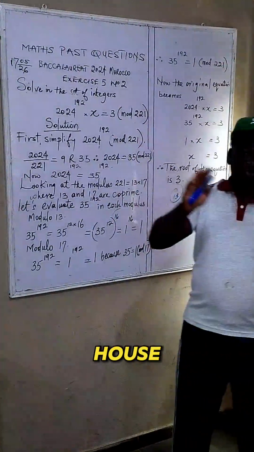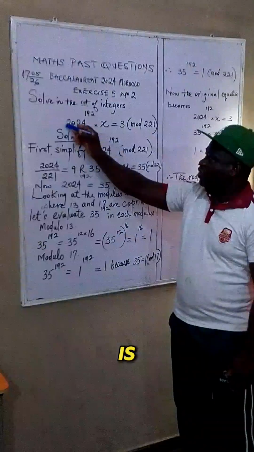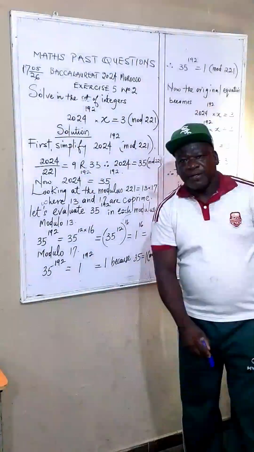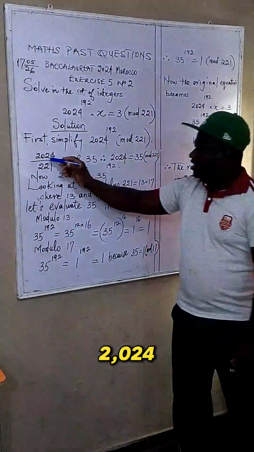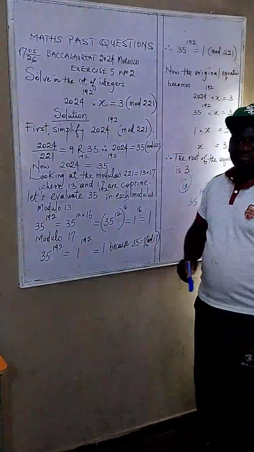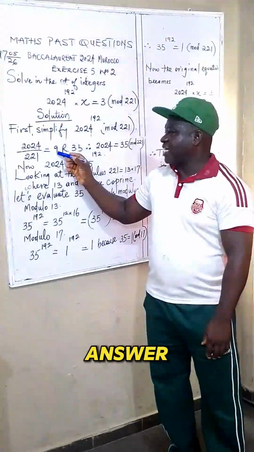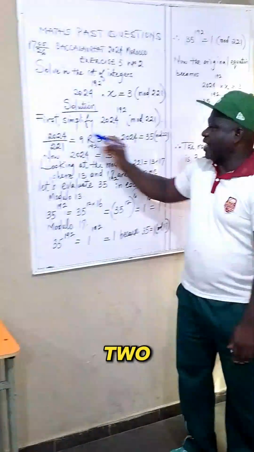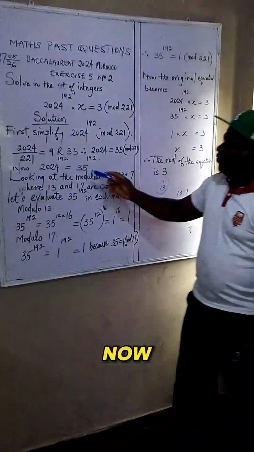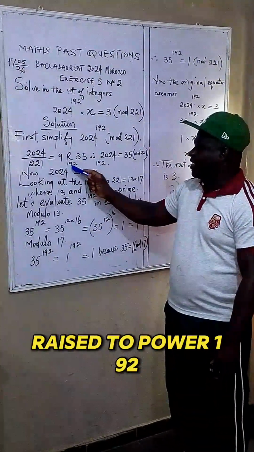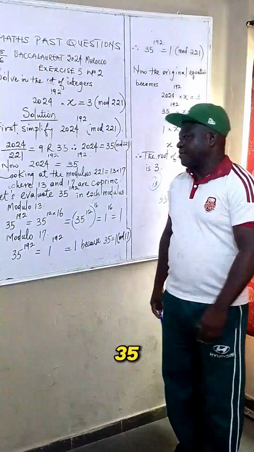It's like you want to destroy a house. You start from the foundation. So our foundation here is what? 2024. In modulo 221, 2024 can be reduced to 35. When you divide the number by 221, the remainder is 35. So these two are congruent, they are the same. Now we can present 2024 raised to 192 as 35 raised to 192. Just change this number to 35.